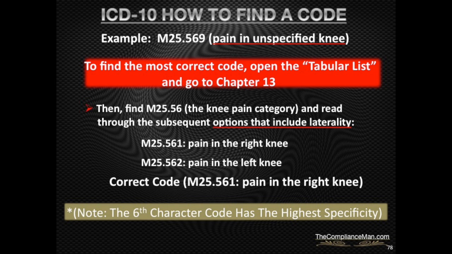So in this case, the correct code would be M25.561, pain in the right knee. And if you'll also note that this is a 6-character code, so it has the highest level of specificity, and that's important because that code will most likely not be denied.